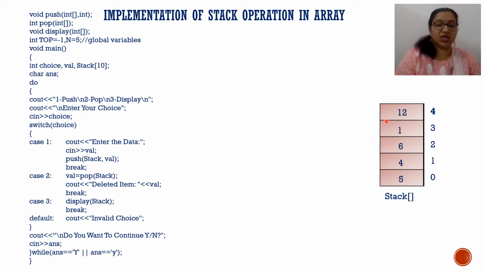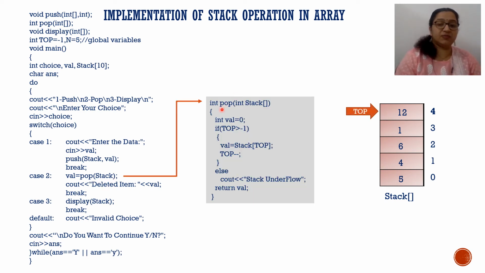So now we can check how that pop function will work. See the function. So this is the pop function. Only one argument is there, and its name is stack. That is an array, so we are passing these values to this array. Then int val is equal to 0. This is a local variable of this pop function. First time we are setting it as 0.